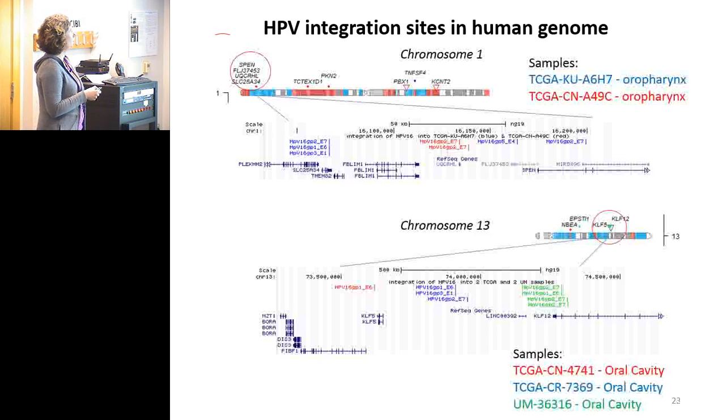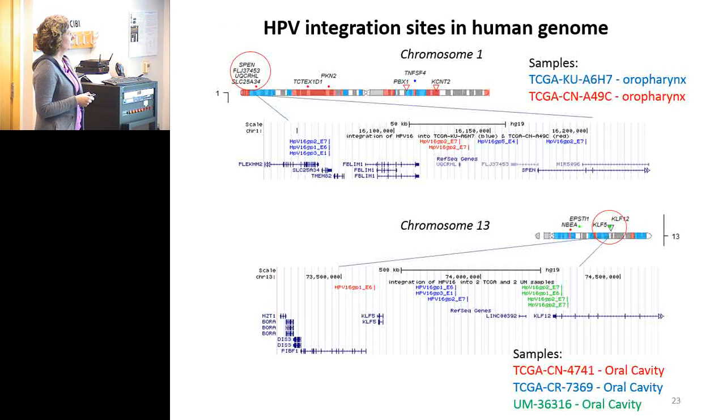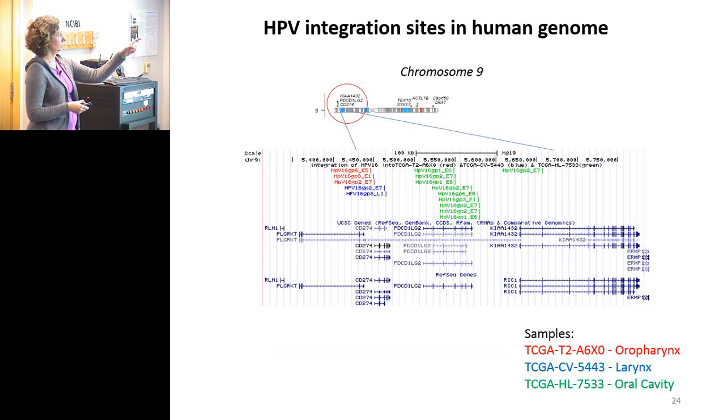For example, on chromosome 1, this track shows integration within about 100 kb, and I highlighted that it's in two different samples. And the similar situation on chromosome 13. Here is about 700 kb of integration in three different samples, from the same anatomical site, from oral cavity, and previously from oropharynx. And here is an interesting case too, because here is integration within about 200 kb, and integration occurs in three different samples from three different anatomical sites: oropharynx, larynx, and oral cavity.